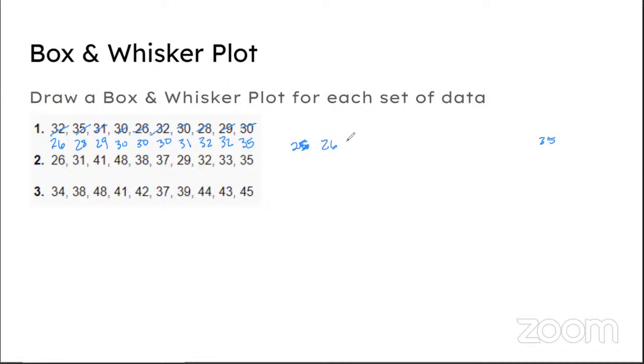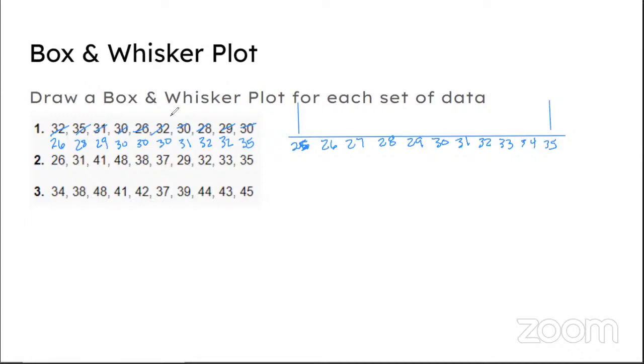25, 26, 27, 28, 29, 30, 31, 32, 33, 34, and 35. I'm going to want a straight line here. And then my 26 right there, 35 right there.